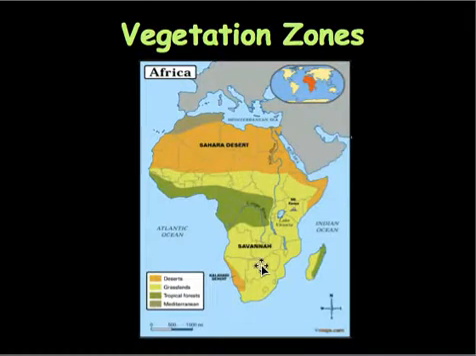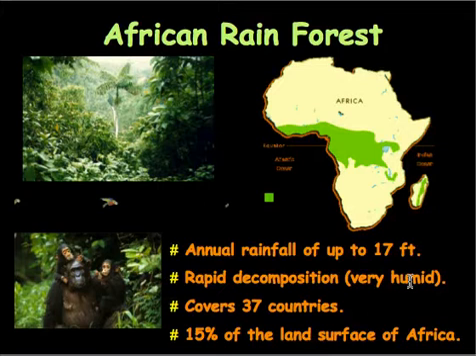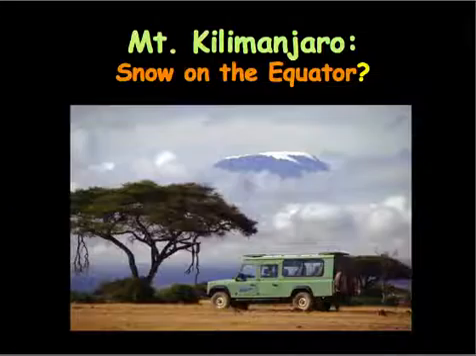Okay, vegetation zones, where it's best, obviously not in the deserts. It would not be best to grow crops in the desert, so you would not be able to. Right here we're going to look at the rainforest. Okay, you can see up to 17 feet of rain, and it covers 37 countries. And then lastly, you've got Mount Kilimanjaro.